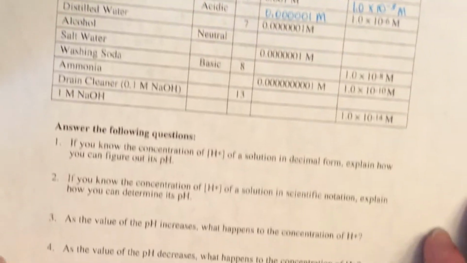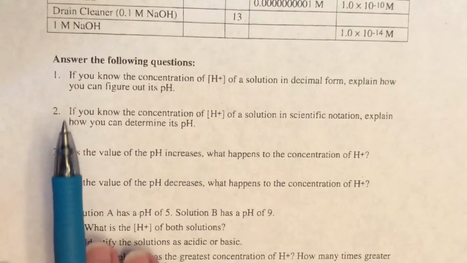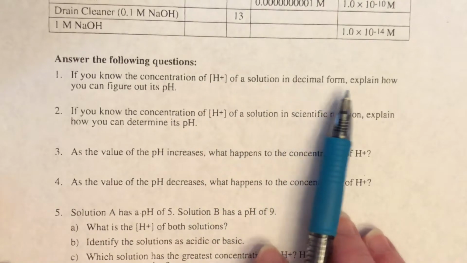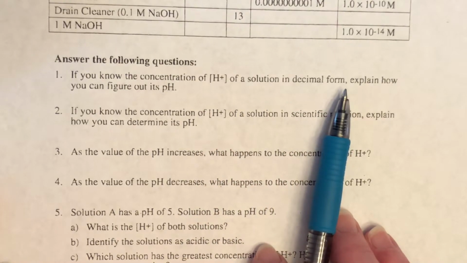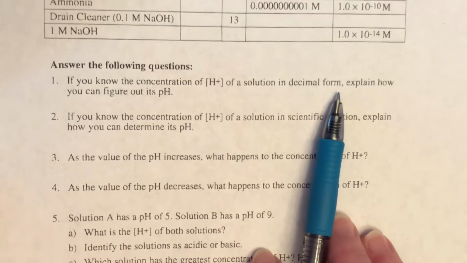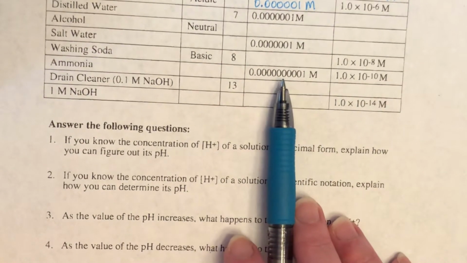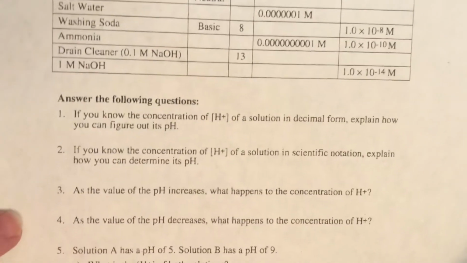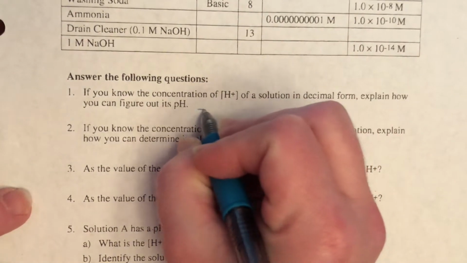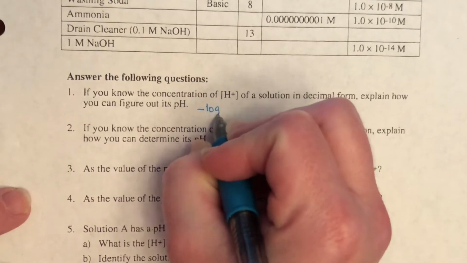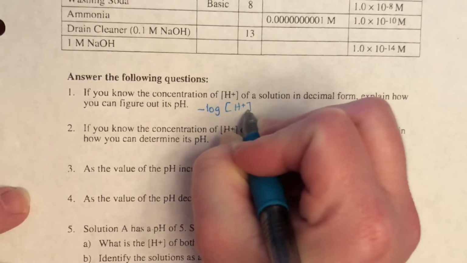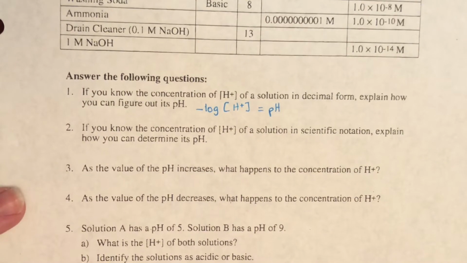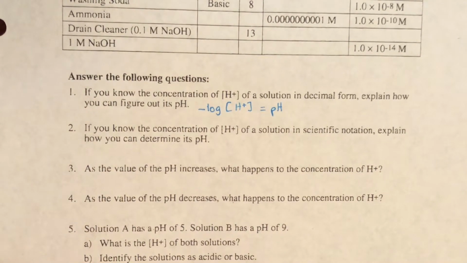Okay, moving on to some of the questions. The first one: if you know the concentration of H of a solution in decimal form, explain how you can figure out its pH. All it's really asking is, if you have the decimal form of that concentration, how can you figure out pH? So really, really simple. Negative log of the concentration of H will give you the pH value. That's simply it. It's really just going back and forth and making sure you can answer those questions.